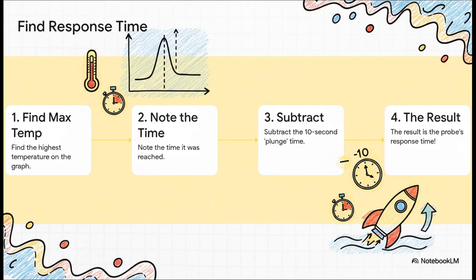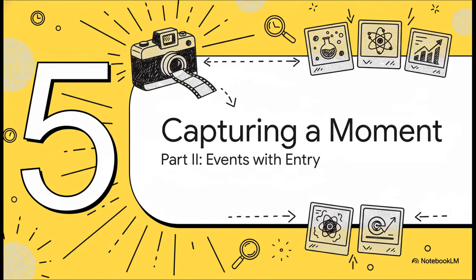It's actually a really simple process. First, you just find the highest temperature on the graph. See what time that happened. Then, just subtract those first 10 seconds before we dunked the probe. And voila! Whatever is left over, that's the probe's response time. We just pulled a really important scientific value right out of that visual story. Okay, so that was our film camera in action. Pretty neat, right? Now let's completely switch gears.